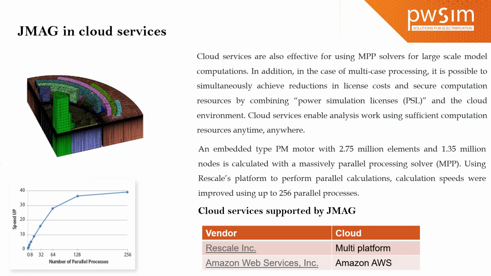Calculation speeds were improved using up to 256 parallel processes. That means we have solved 2.75 million elements and 1.35 million nodes with an MPP solver, using the Rescale platform in the cloud system. In the cloud we have used up to 256 parallel processors, and the speed up was increased to 40 times the normal CPU core, that means like 8 core.